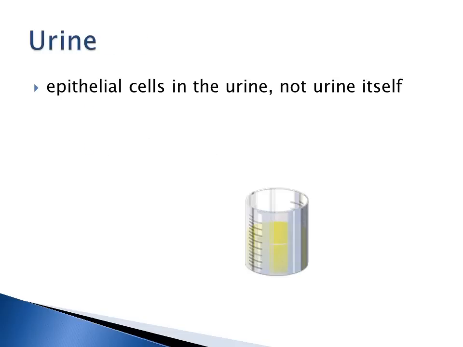Urine. Urine itself is sterile. It is not what you use for molecular-based tests, but urine usually contains your epithelial cells from the urethra, so you can obtain molecular material for analyses from urine.